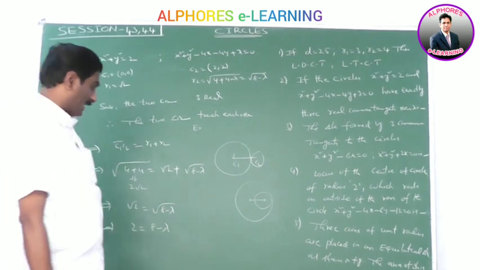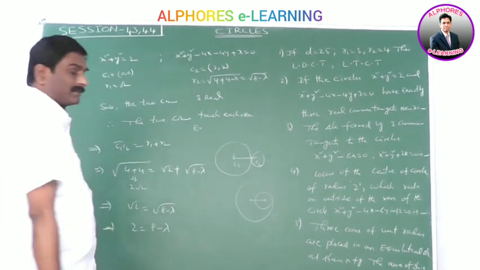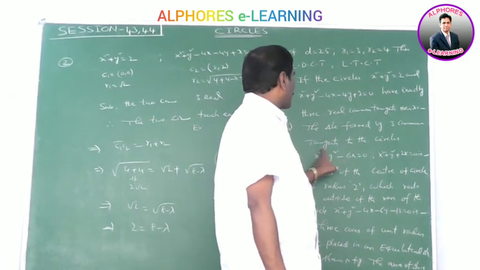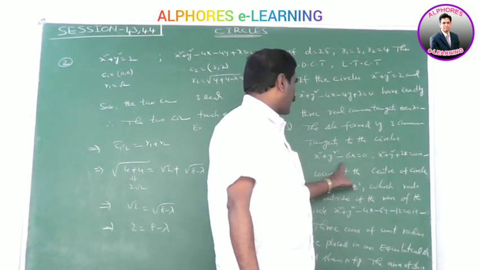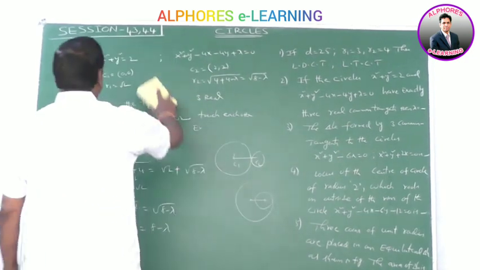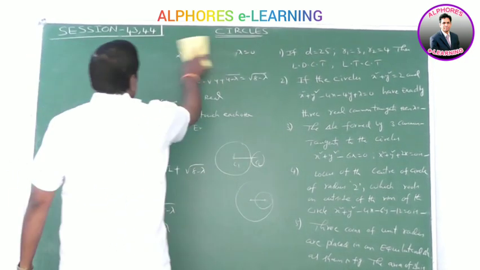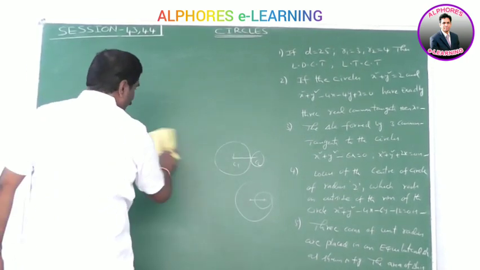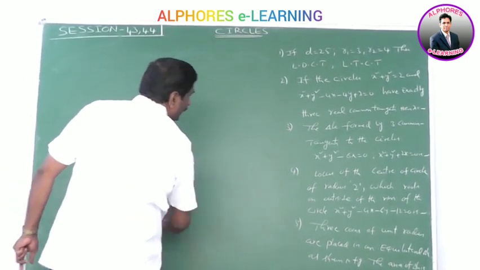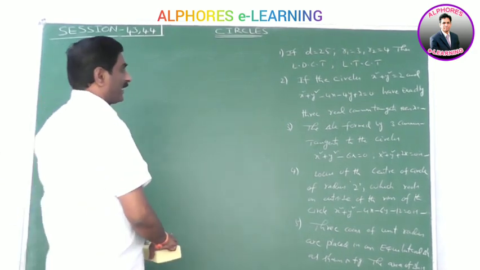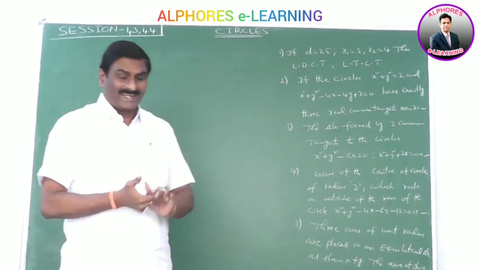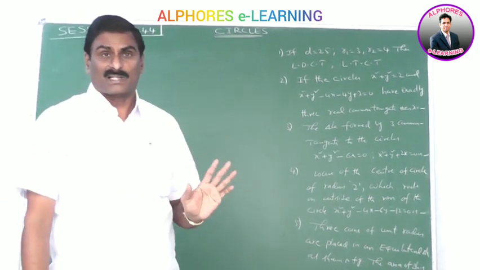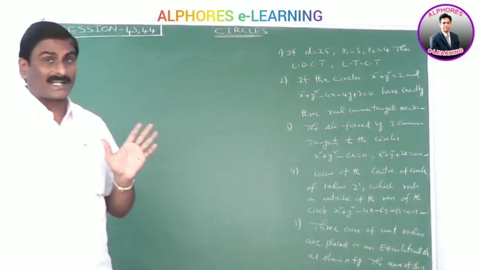Okay. Next, third one. The triangle formed by three common tangents to the circles x square plus y square minus 6x is equal to 0, and the second one, x square plus y square plus 2x is equal to 0. Here also, three common tangents exist means the circles must touch each other externally.